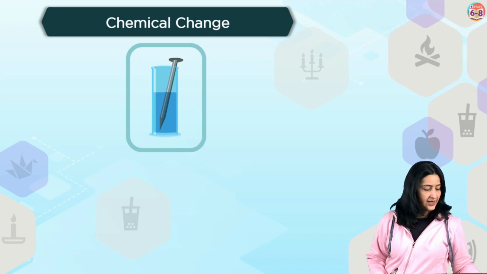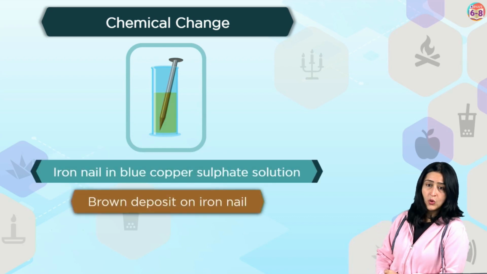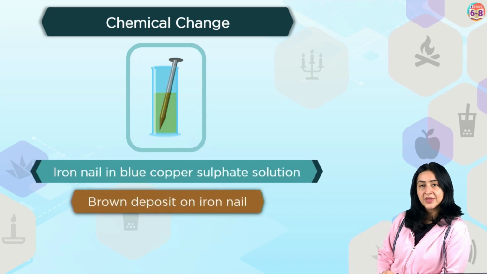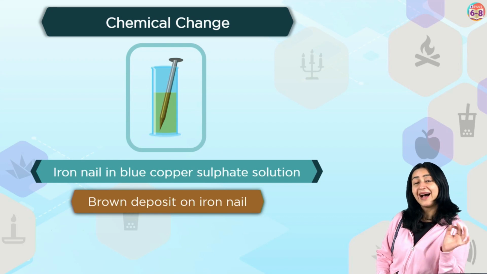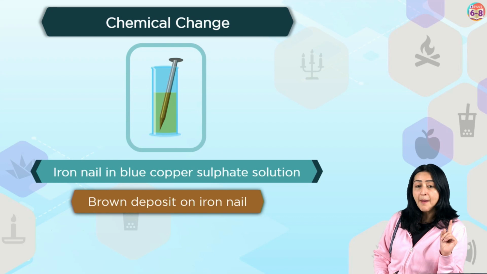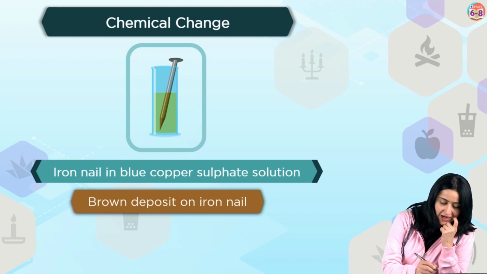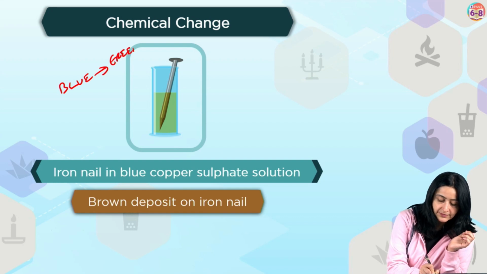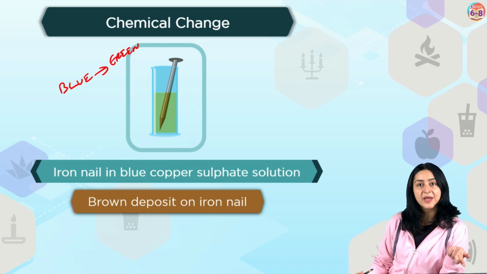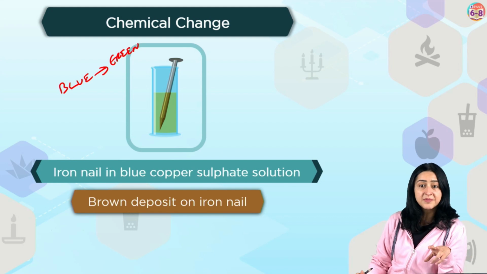Okay, and we take this iron nail and we put it into copper sulfate solution. Now, copper sulfate solution starts off as a blue solution. Basically, copper sulfate is blue in color. But when you put that iron nail into copper sulfate solution, there are two changes that happen over here. Number one, that solution that you have goes from blue color to green color. Why? Because there is a new substance being formed over here. This is a completely new substance.